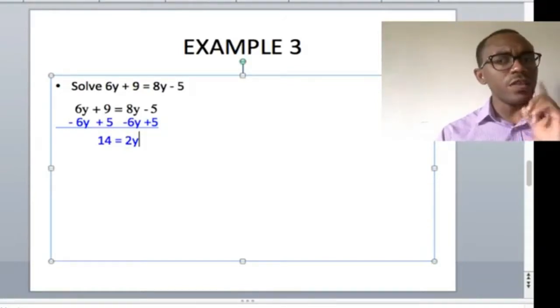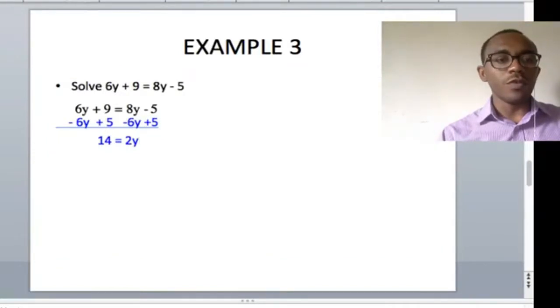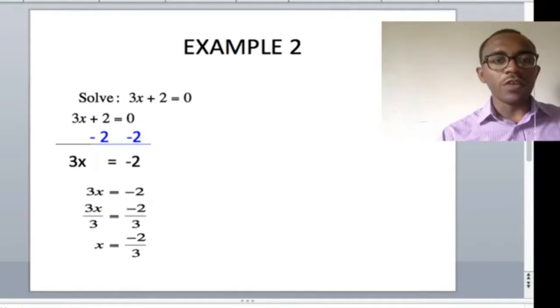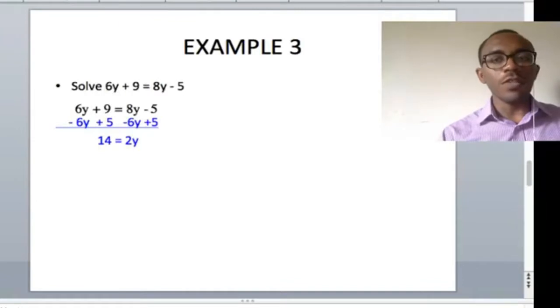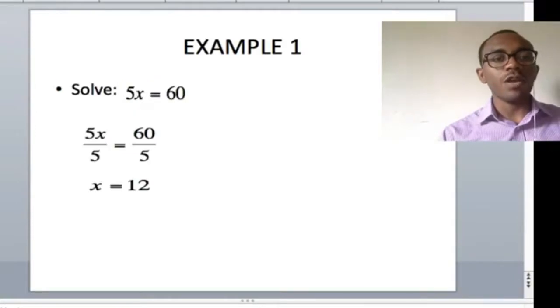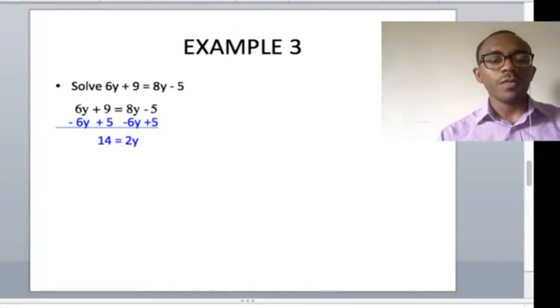Now again, this seems similar to something we already solved. If you say so in your mind, then yes, you're totally right, because this is the same as the second step in equation 2. Let's go back to example 2. 3x equals negative 2. Similar to example 1, 5x equals 60. So same thing on this one. 14 equal to 2y. So we're going to follow the same steps as example 1. Divide both sides by the coefficient. In this example, our coefficient is 2. So we're going to divide both sides by 2.